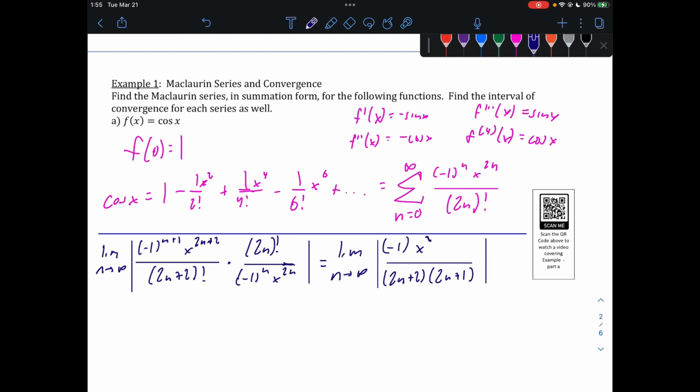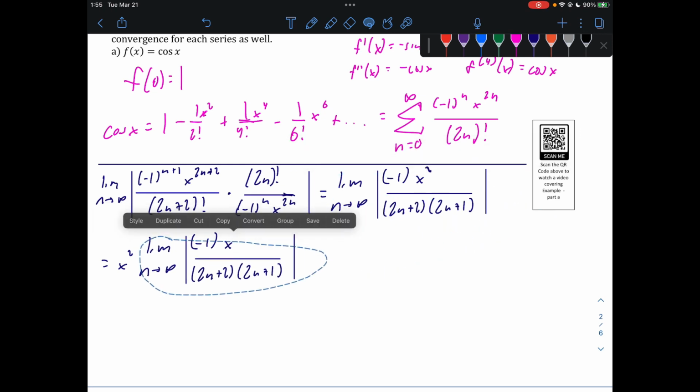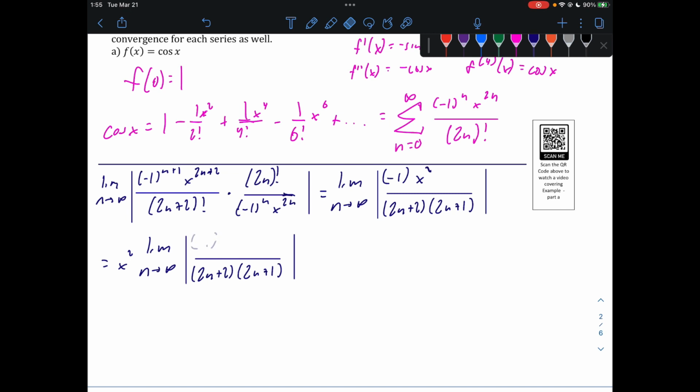Remember, the x squared can come out in front of that. So now this leaves me with x squared times this whole limit, except the x is not needed anymore. So off with that. If I put infinity in for n, I would get negative 1 over infinity, which is 0. x squared times 0 is 0, which is less than 1.